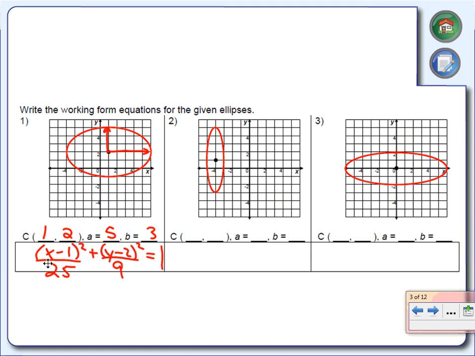Let's try the next one, number 2. Again, for number 2, we need to start by finding the center. What is the center of that ellipse? Negative 4, 1 is the center.